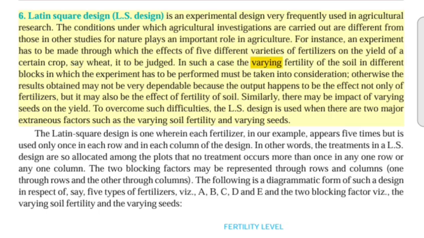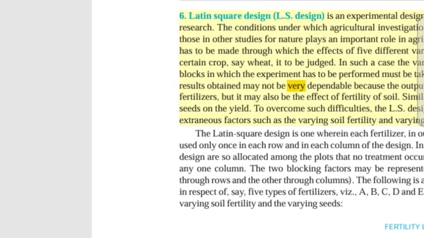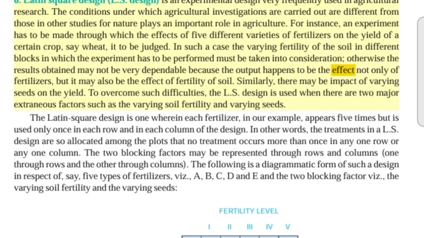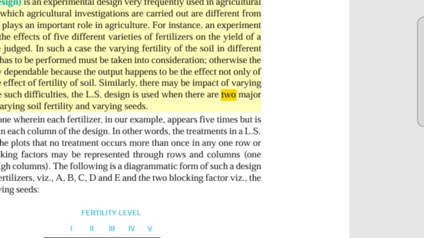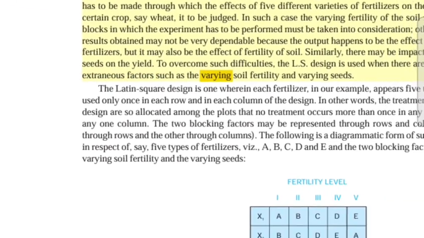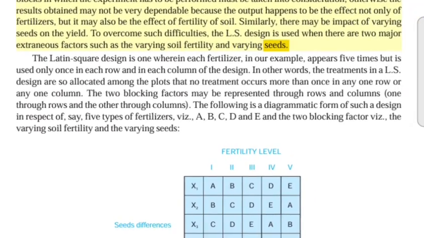In such a case, the varying fertility of the soil in different blocks in which the experiment has to be performed must be taken into consideration, otherwise the results obtained may not be very dependable, because the output happens to be the effect not only of fertilizers, but it may also be the effect of fertility of soil. Similarly, there may be impact of varying seeds on the yield. To overcome such difficulties, the LS design is used when there are 2 major extraneous factors such as the varying soil fertility and varying seeds.